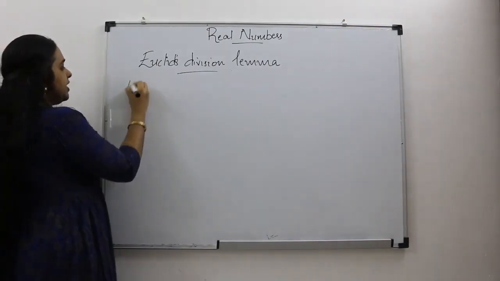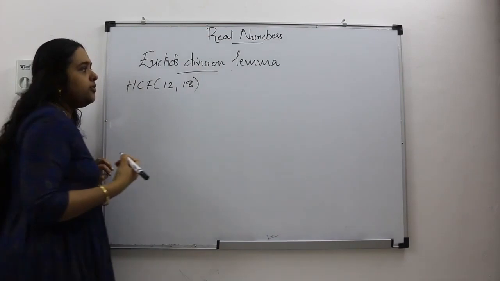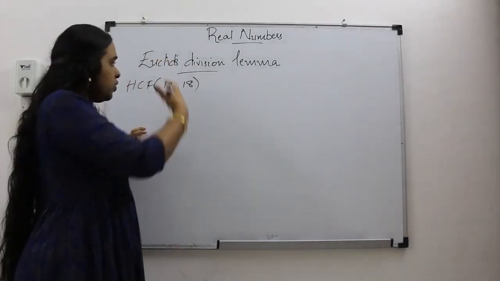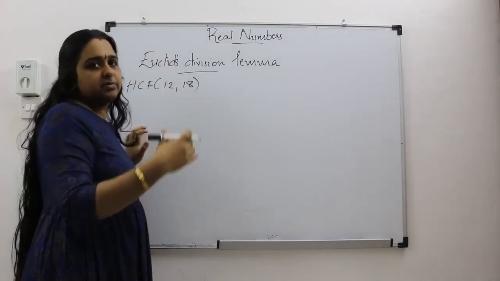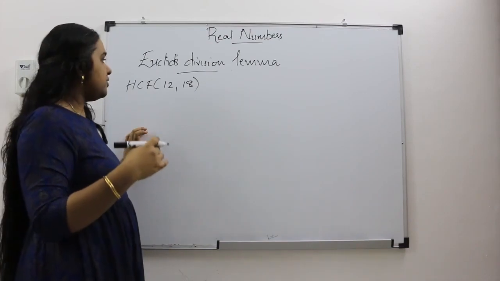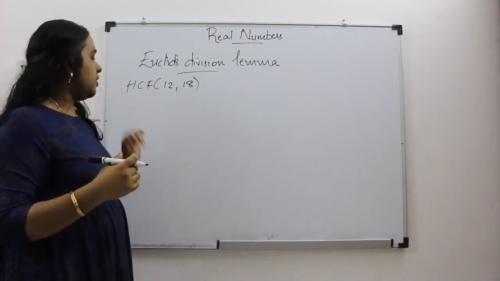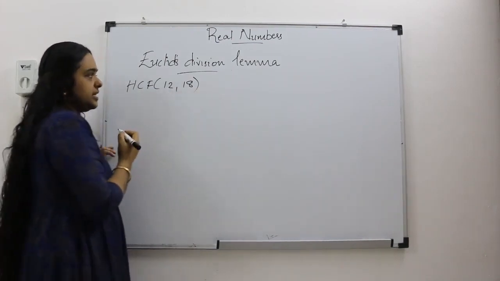We have taken the HCF of two numbers, 12 and 18. First I will do all the steps, we'll discuss in detail, then we'll go to the steps. I will make you write the steps afterwards. First we will do this problem. Here, HCF of two numbers 12 and 18.